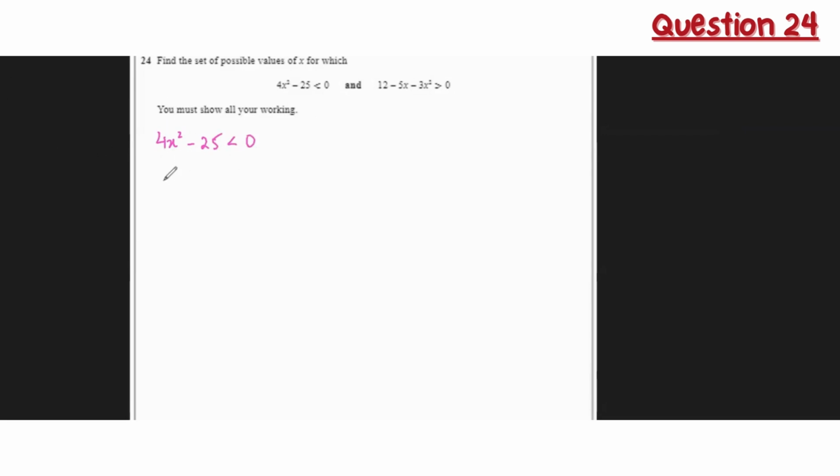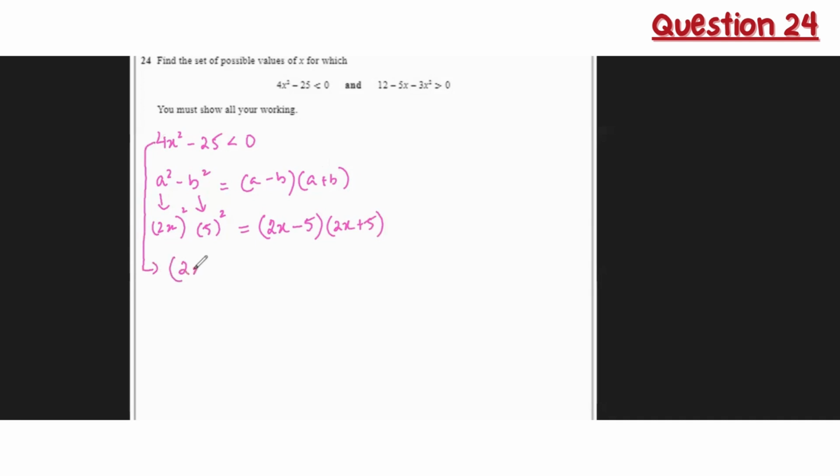Once again, we're going to apply the difference of perfect squares, a squared minus b squared, because 4x squared is 2x being squared and b is 5 squared. So that means a minus b times a plus b is going to be 2x minus 5 times 2x plus 5. So this is basically 2x minus 5 times 2x plus 5 less than 0.